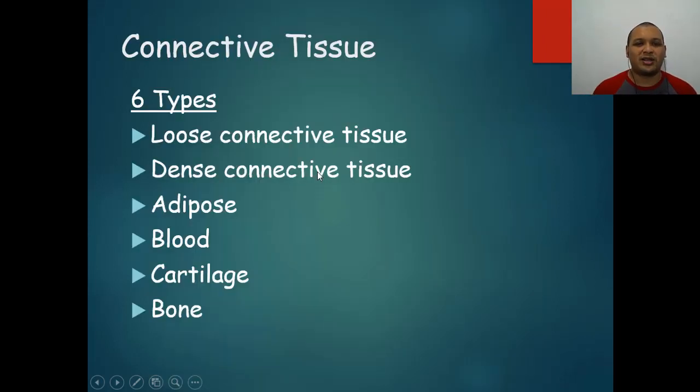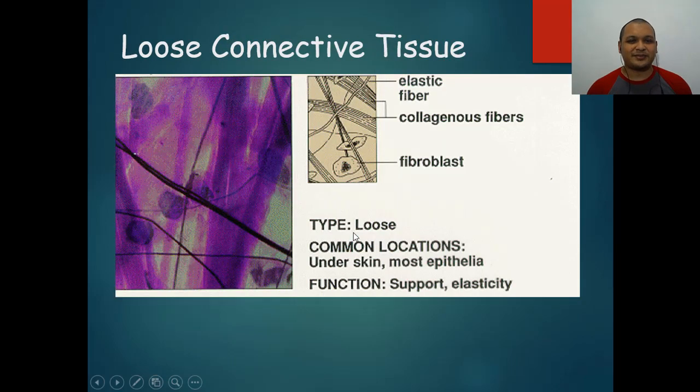Now we have connective tissue. Like I told you before, connective tissue has so many types. In general, they have six types. The first is loose connective tissue, then second, dense connective tissue, and then we have adipose. Adipose is fat, so it's fat tissue. Next we have blood, followed by cartilage, and the last we have bone. Okay, so now let's see one by one.